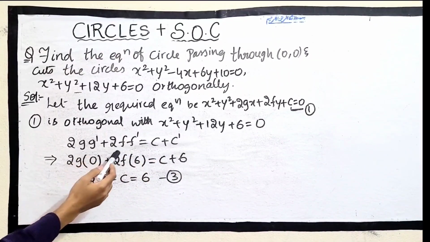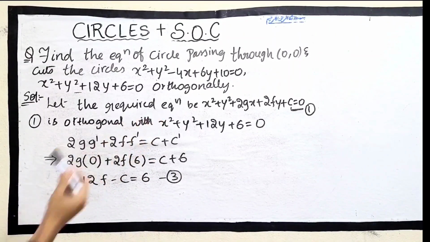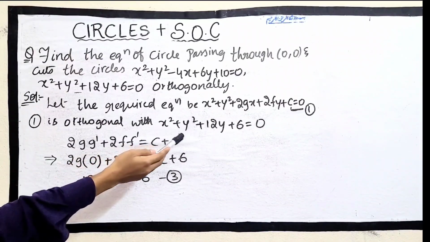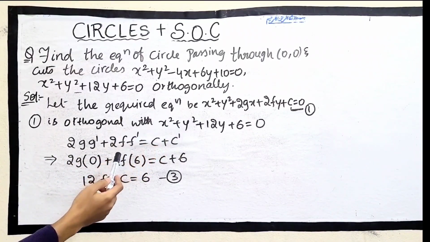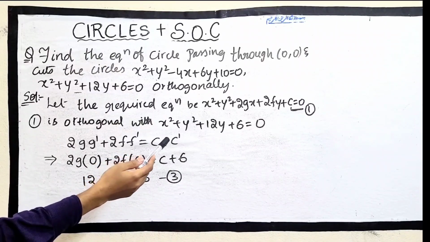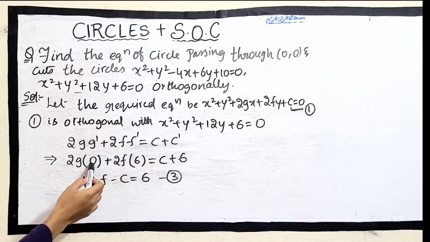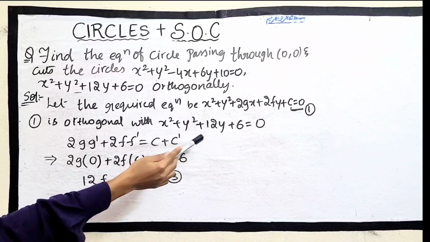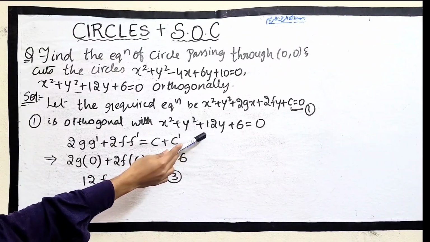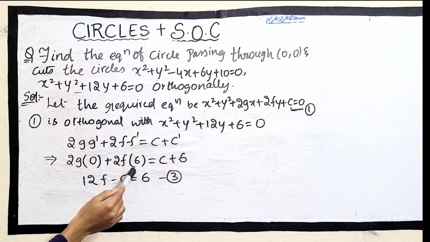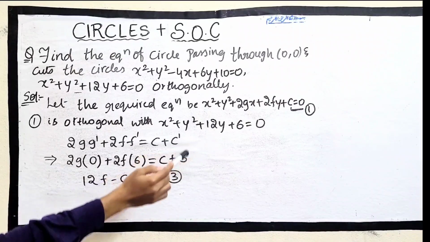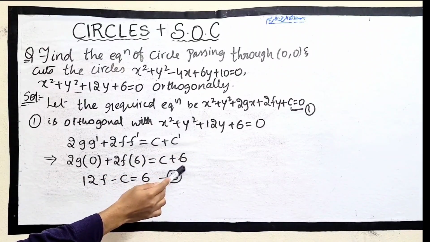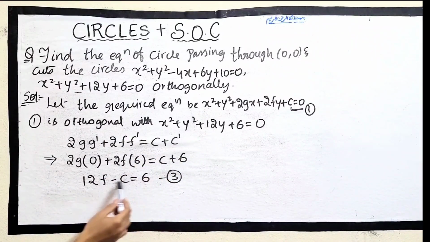2g and 2f remain the same because equation 1 is the standard equation. What is g dash? There is no x term, so the g dash value will be 0, and 2f into f dash, where f dash is the coefficient of y divided by 2, so it will be 6. Substitute the constant term, so c is the same and c dash is 6. After simplification you will get 12f minus c equal to 0.